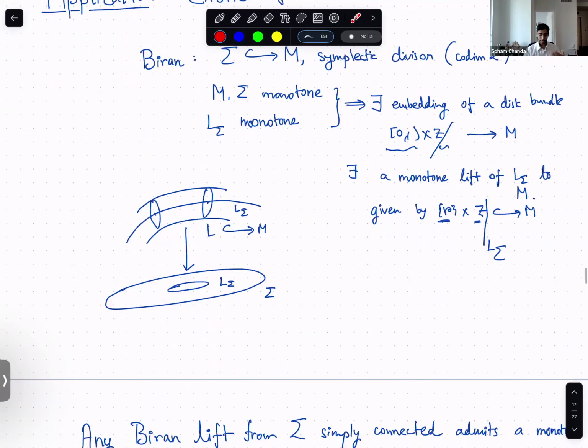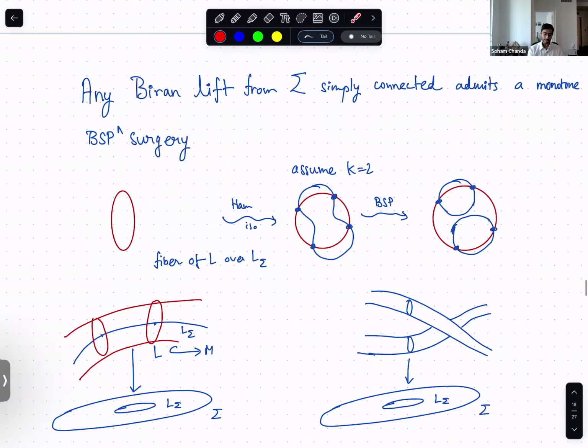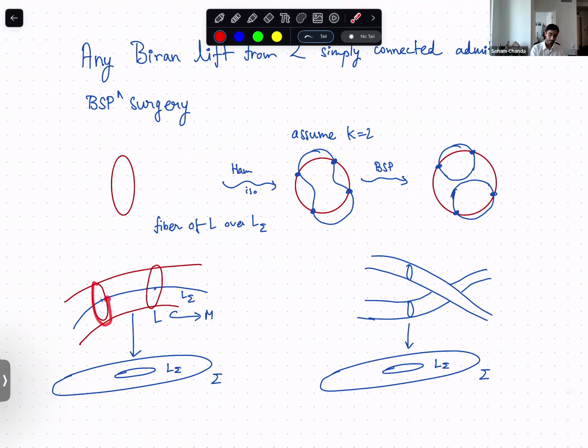Okay, now what you can show is that instead of taking just the circle bundle lift, you can take it and then Hamiltonian isotope this circle such that it is Z over K symmetric. For simplicity, I'm choosing K equals 2. If K was 3, I could have done some figure like this. For K equal 4, I could do something like this. But you see what I mean.